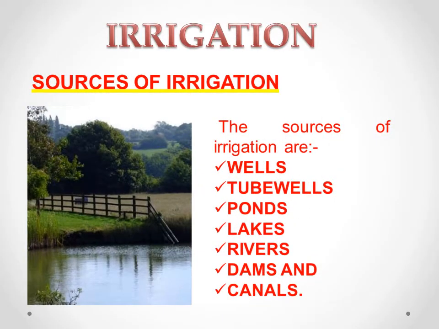There are several sources of irrigation. In the olden days, they mainly used to depend on the wells, ponds, lakes, rivers, and later they started depending on the tube wells, dams, and canals.